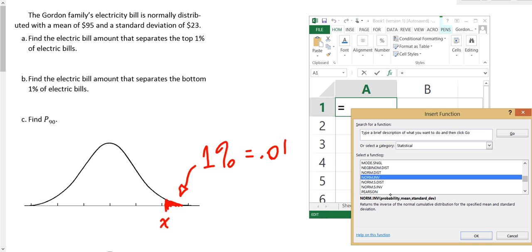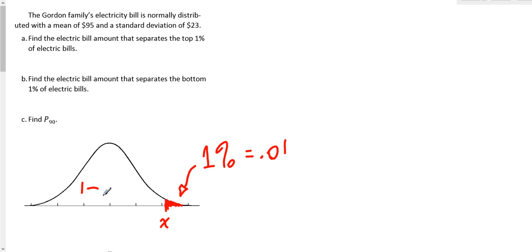If we give it a probability, then a mean, and then a standard deviation, it'll give me the x value that separates the top 1%. But I can't give it 0.01, because Excel only looks at the area to the left. So the area to the left in this case is 1 minus 0.01, or 0.99. I have to use 0.99, the area to the left of the x value, not 0.01, the area to the right. All right, so let's go.